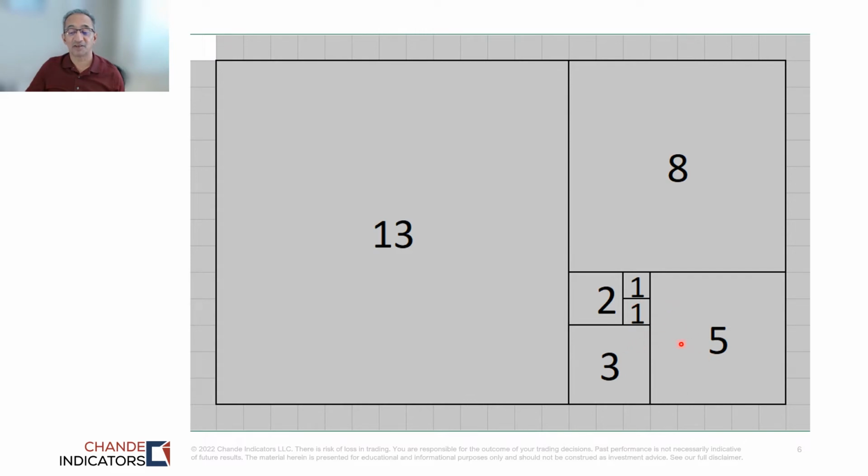Then 5 plus 3 is 8, so that's a square made up by the sum of the width of the two previous squares, and so on. And of course now you can also construct a spiral that would join these indices, and you would get something that looks like the inside of a shell.